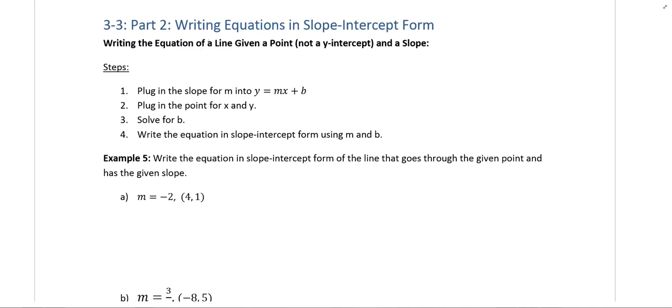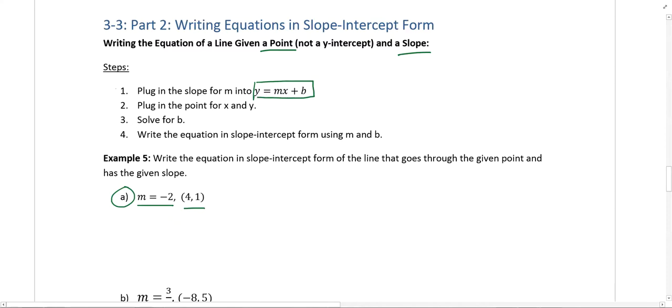Welcome to section 3.3 part 2, which is going to look at writing equations in slope-intercept form given a variety of information. To begin with, let's see how we would do this if we were given a point, not necessarily the y-intercept, although it could be, and a slope. So, for example, I give you a slope and a point. How could you use that information to write the equation in slope-intercept form, which is y equals mx plus b?